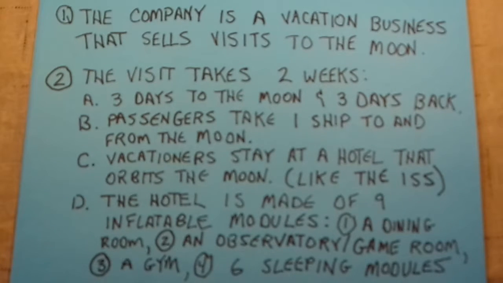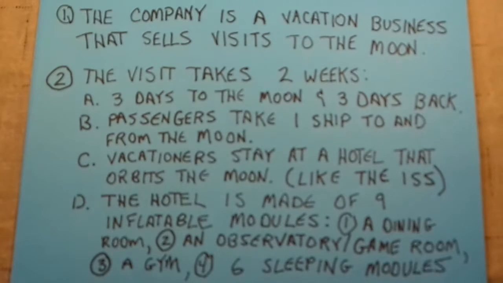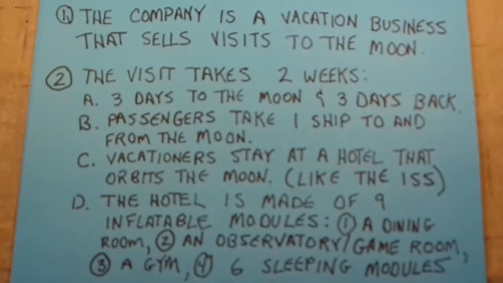Notice that I tell you the hotel is made of 9 inflatable modules. A dining room is one of the modules, an observatory is one of the modules, along with the game room. A gym is one of the modules, and there's 6 sleeping modules. And so with 10 passengers, that means depending on the type of room you pay for, you might have a private one or you might share. If you're going as a couple, you might share with the other member of your couple.